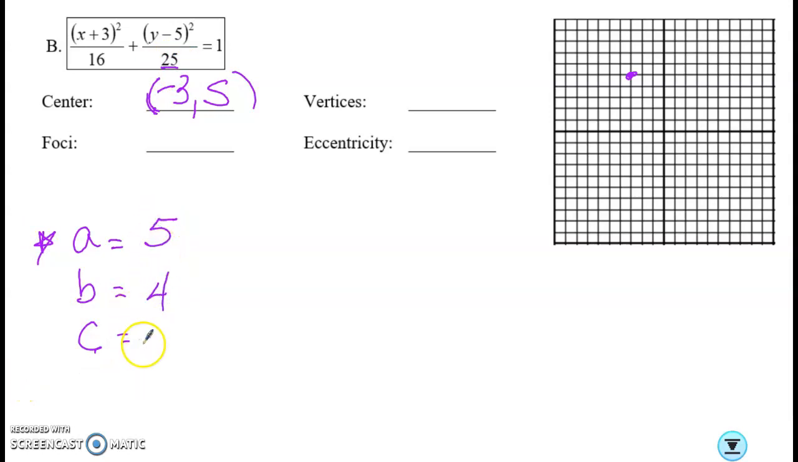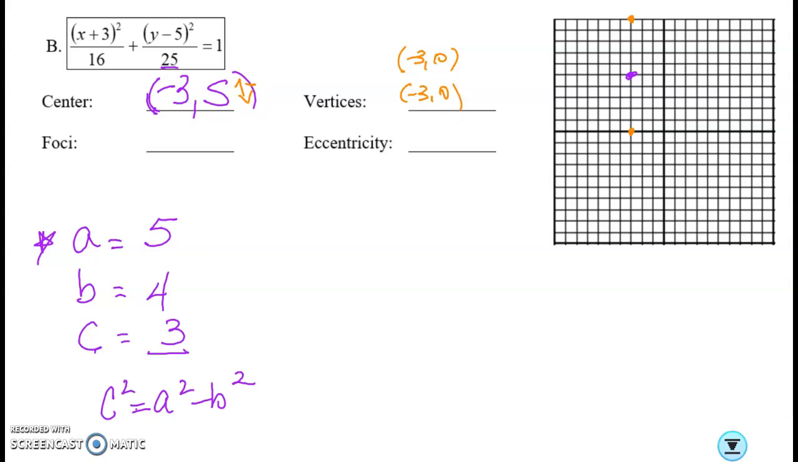Our b value is 4, and if we take c squared equals a squared minus b squared, again, it's the same numbers as the last problem, so c is 3. This time, I like to look at where the bigger number is. The bigger number is underneath the y, so that means in our y direction, we're going to be going up or down 5. So if we go up 5, we'll end up here. If we go down 5, we end up here. Those points are -3, 10 and -3, 0. Those are your major vertices.